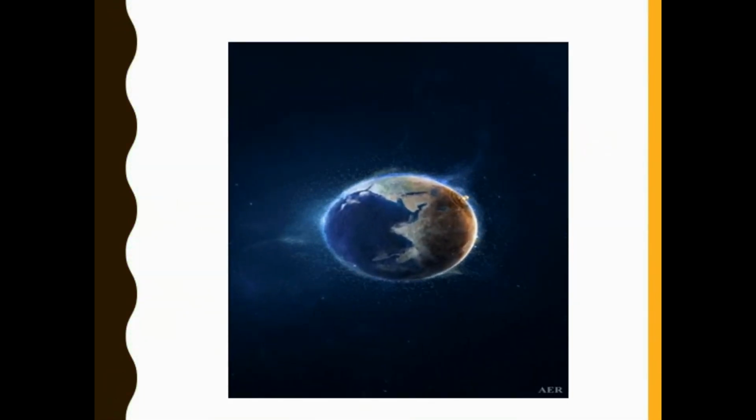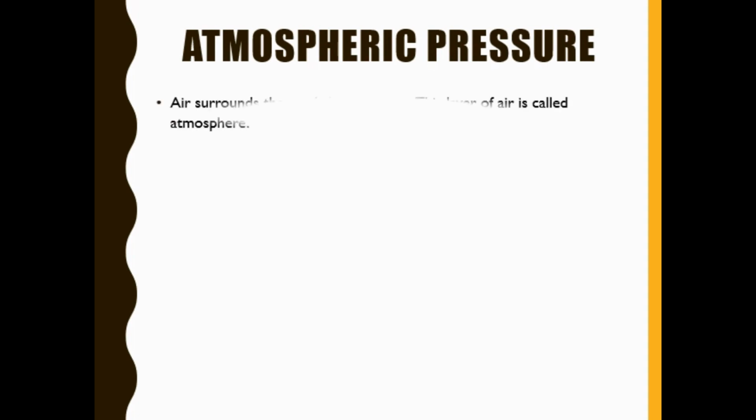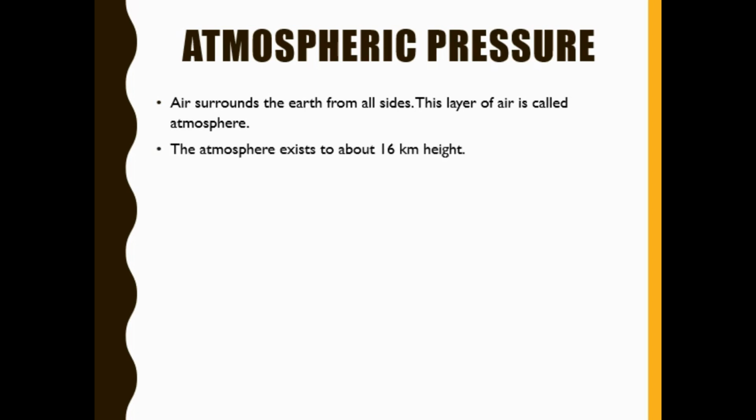Let us move on to our next topic. You can see the globe surrounded by something. What is it? It is nothing but a layer of air. Air surrounds the earth from all sides. Since there is air, the earth experiences pressure due to this air. This pressure is nothing but atmospheric pressure. This layer of air around the earth is called the atmosphere.